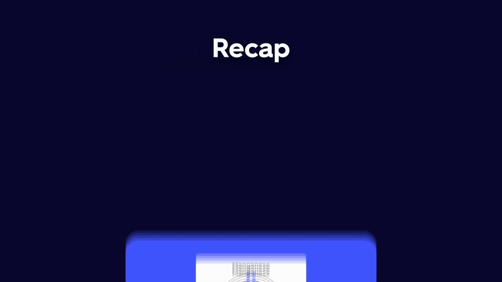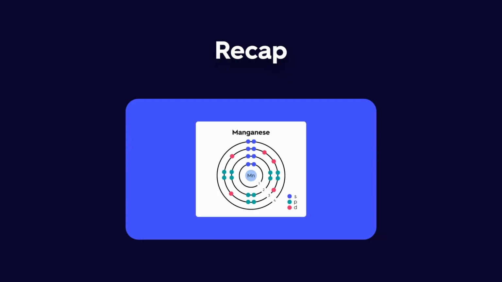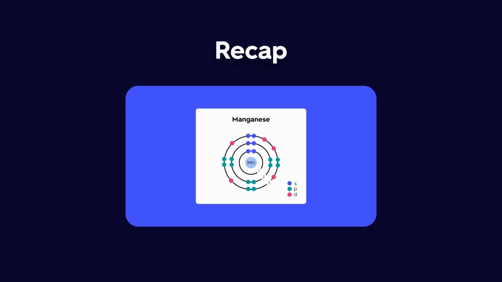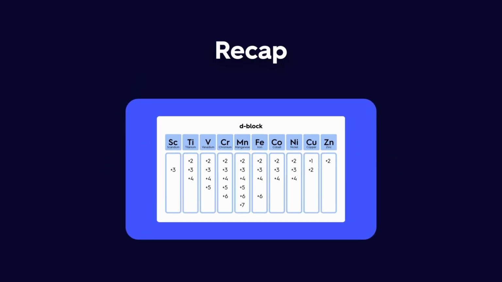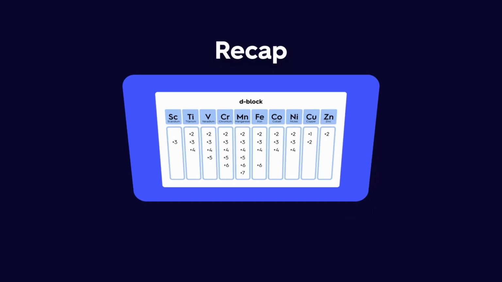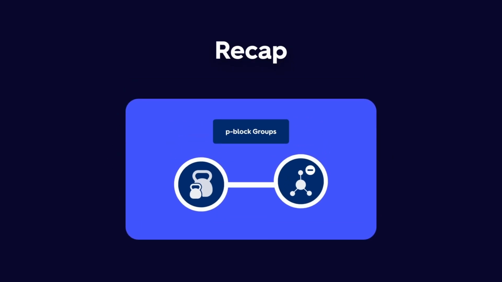To recap, transition metals show variable oxidation states because both 4s and 3d electrons can take part in bonding. The middle of the series usually has the most options, while the ends are limited. Compared with p-block elements, d-block oxidation states often step by 1, and stability trends can differ down a group.